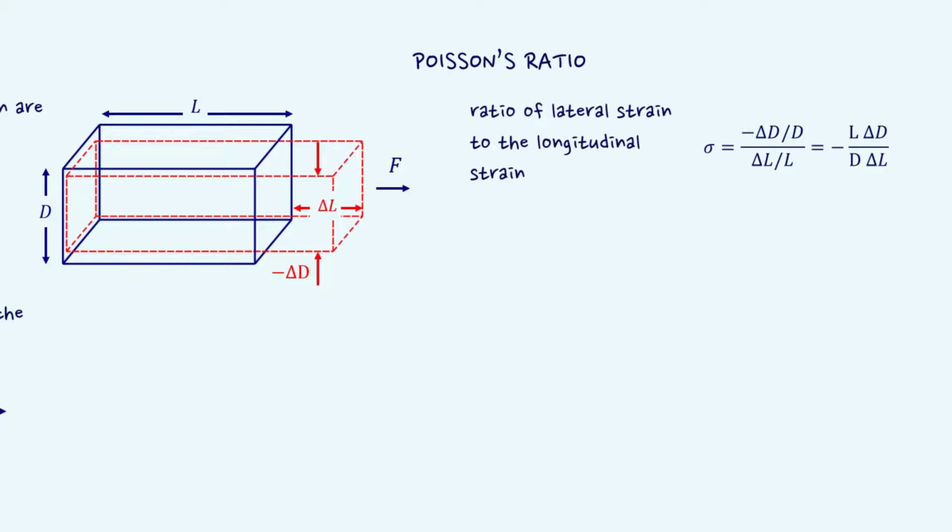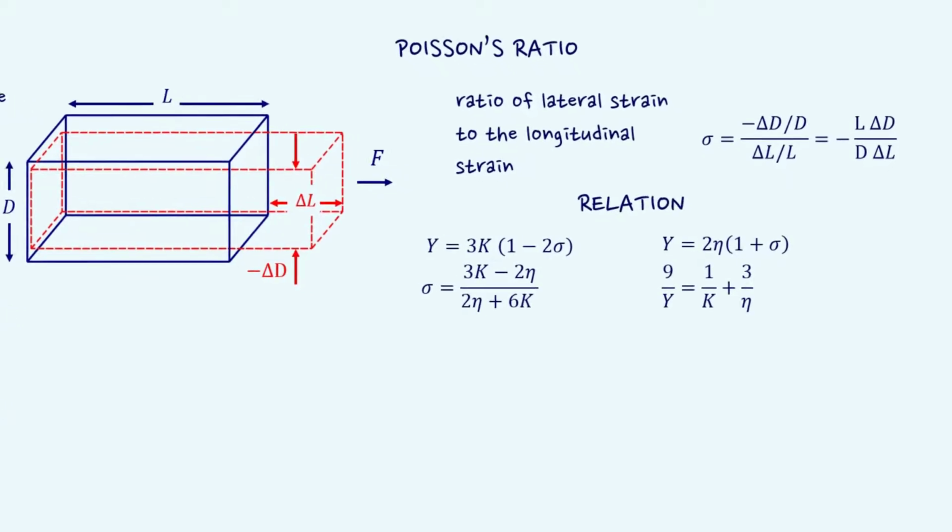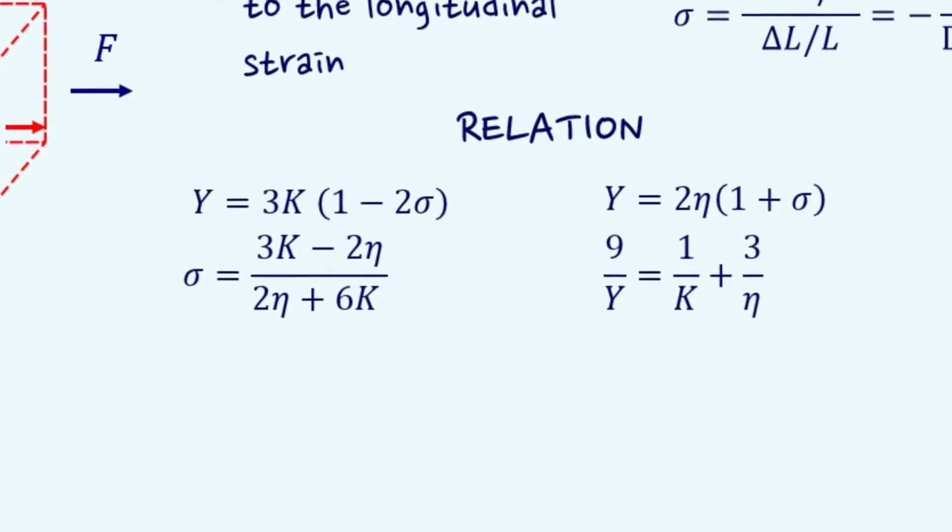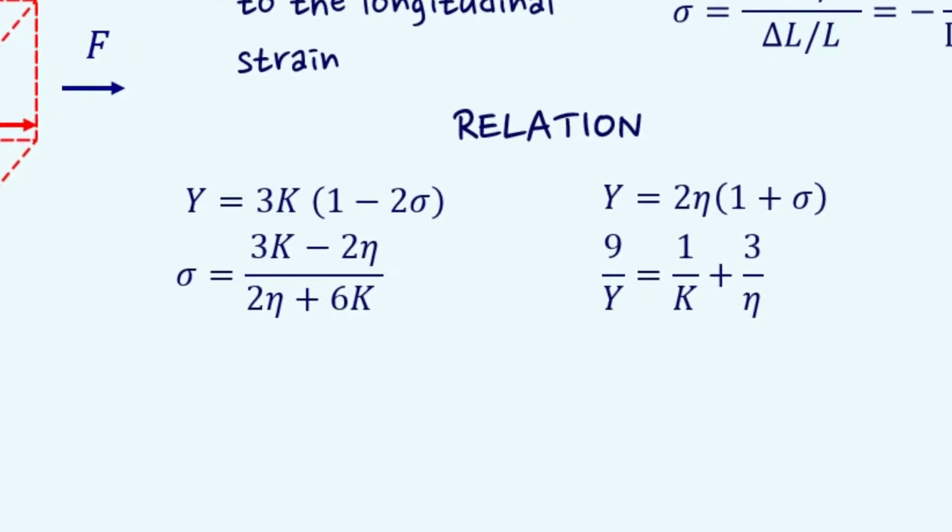We have so far defined three moduli of elasticity and Poisson's ratio. These four parameters are related to each other using these equations. Y equal to 3K times 1 minus 2 sigma, Y equal to 2 eta times 1 plus sigma, sigma equal to 3K minus 2 eta by 2 eta plus 6K, and 9 by Y equal to 1 by K plus 3 by eta.